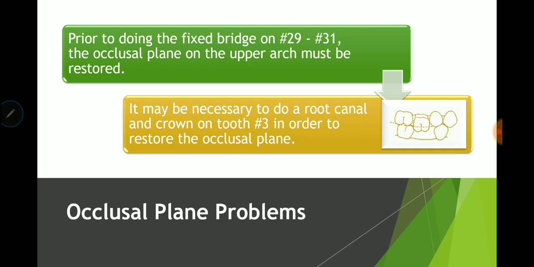And so, occlusal plane problems, for example, you can have supra-eruption of the teeth. So you have to know supra-eruption. If the tooth supra-erupts, what options are there to treat a supra-erupted tooth? Okay. So, prior to doing any fixed bridge in 29 and 31 in this picture, the occlusal plane on the upper arch must be restored. Okay, the occlusal plane has to be restored, and it may be necessary to do a root canal and a crown on tooth number 3 in order to restore the occlusal plane.